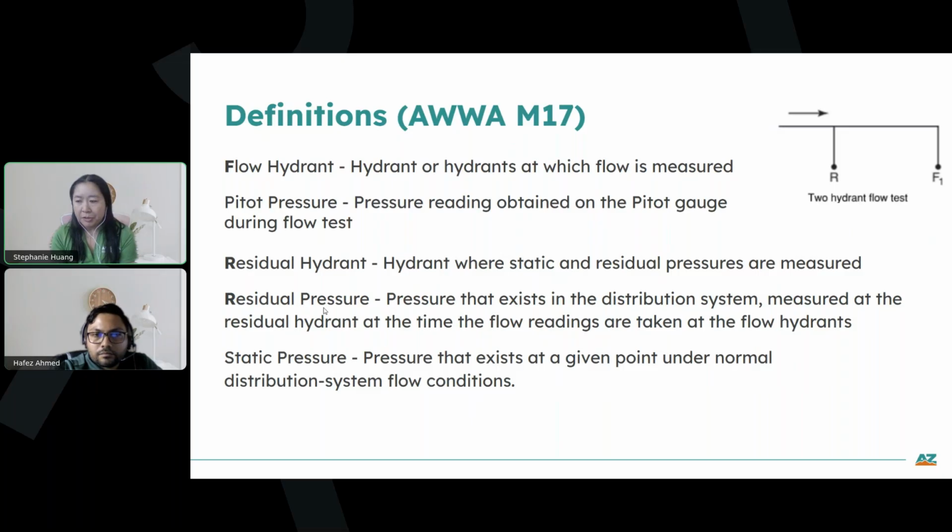Residual pressure: pressure that exists in the distribution system measured at the residual hydrant at the time the flow readings are taken at the flow hydrants. Static pressure: pressure that exists at a given point under normal distribution system flow conditions.